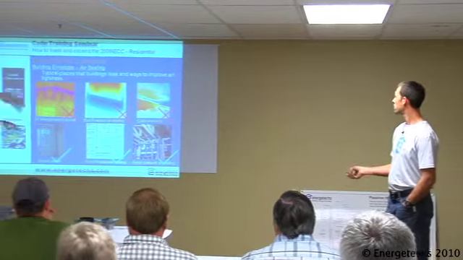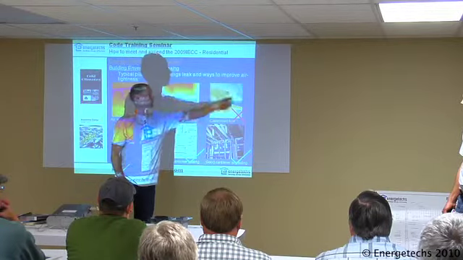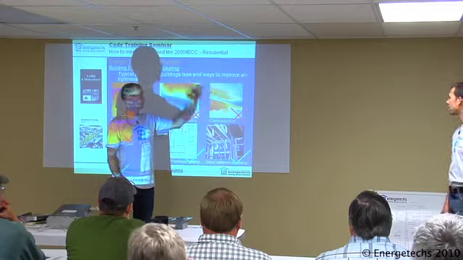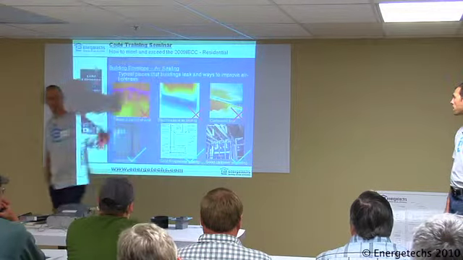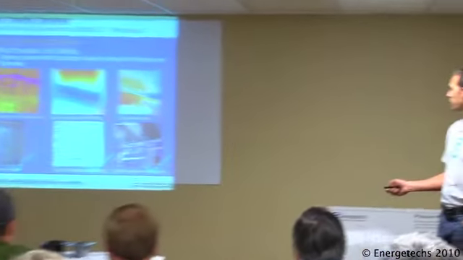This one's a little hard to understand, but it's actually underneath a cantilevered floor, and this warm area is the heat leaking out because there's no air barrier where that floor cantilevers out over a foundation. And then this is just an image of a good air sealing detail for a cantilevered floor.